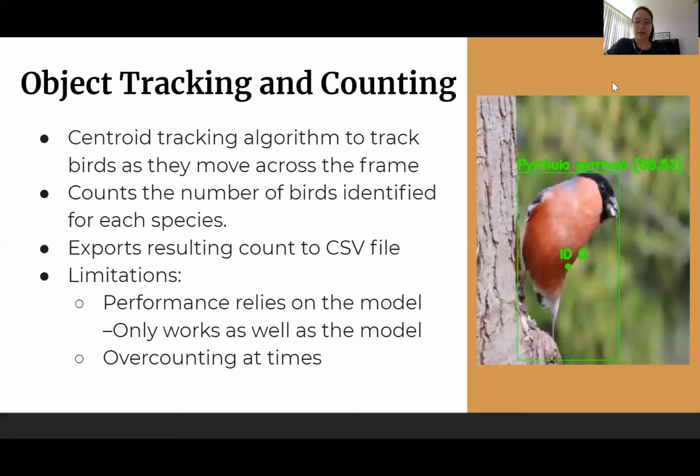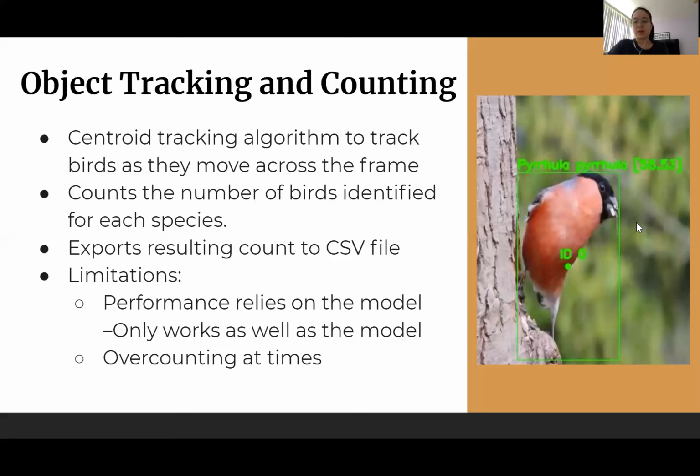Another major part of it is keeping track of the minimum number of consecutive frames a bird must be detected to be considered for tracking. And this has given a massive improvement in overcounting because it takes care of the flickering model prediction, like when the model for a few seconds thinks that this is 3 different other birds. And that is a great help.